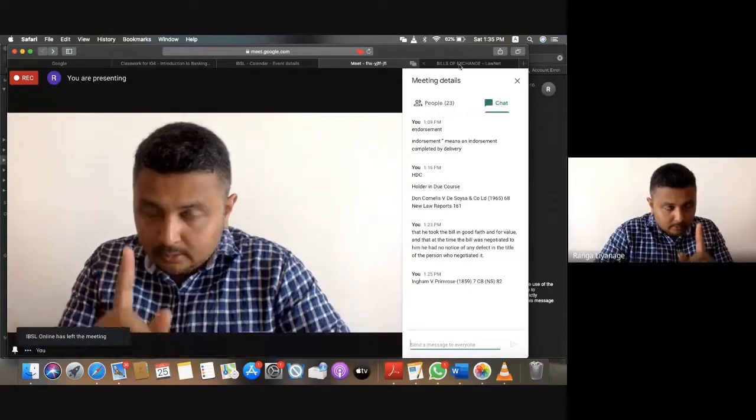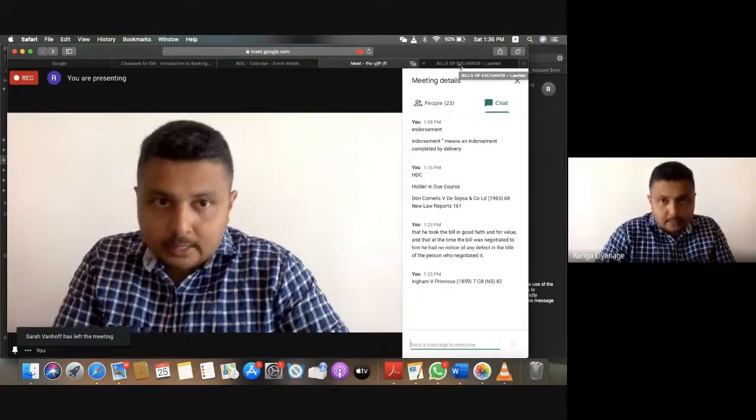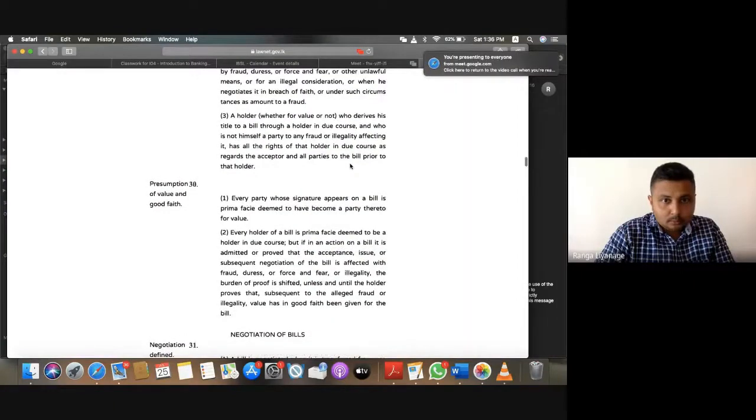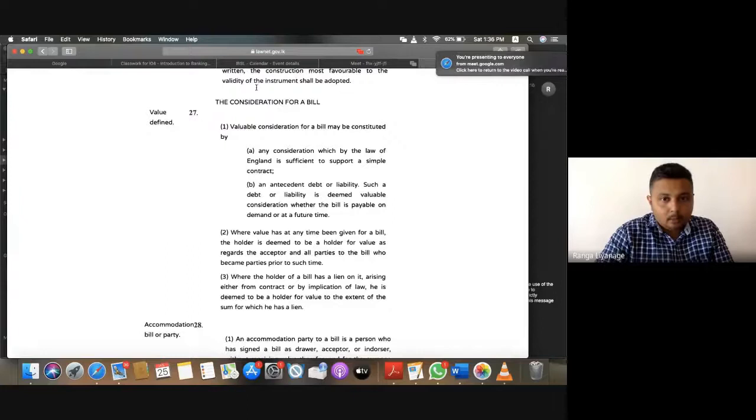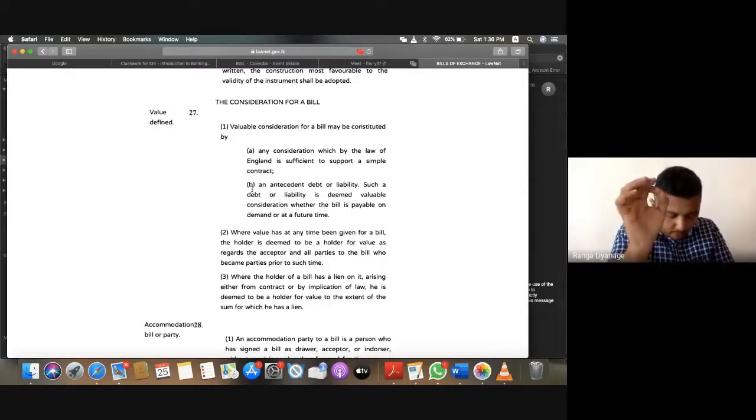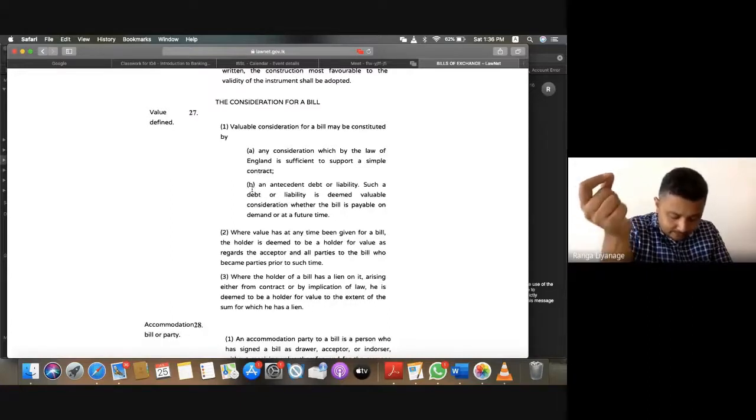Listen to this carefully, right? Section 27(2). A holder for value need not himself have given value for the bill. Where value has at any time been given for a bill, the holder is deemed to be a holder for value as regards the acceptor and all parties to the bill who become parties prior to such time.